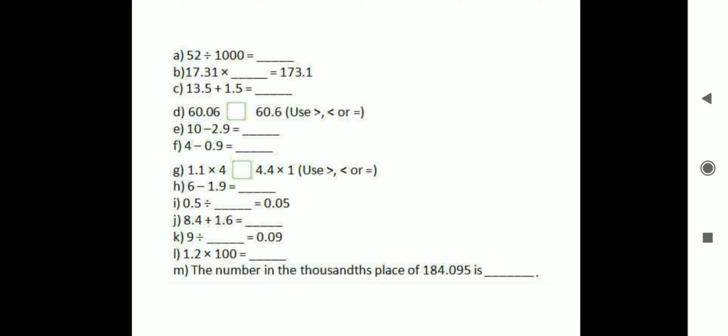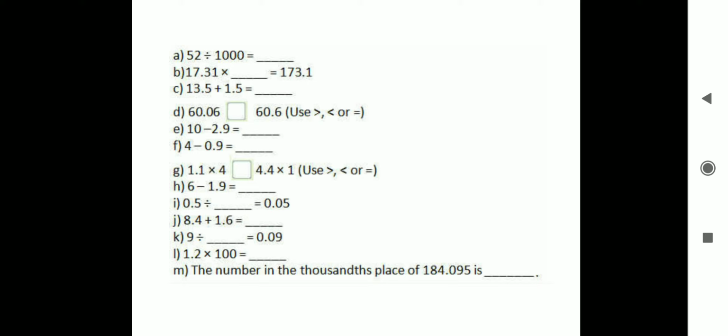Next is 60.06. On the other side we have 60.6. Now the rule for comparison says make both the numbers equal, that is, decimal digits should be equal. Like decimals, so we have to put 0 on this side. We have 60.6, we have to put 60.60. Now 60 and 06, so we can compare that 60 is greater than 06.